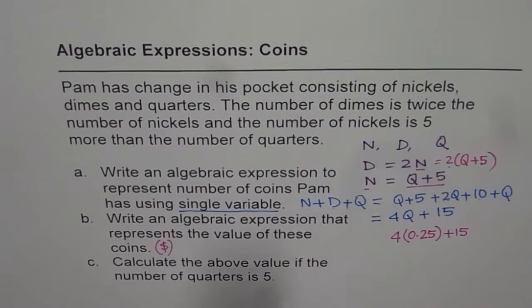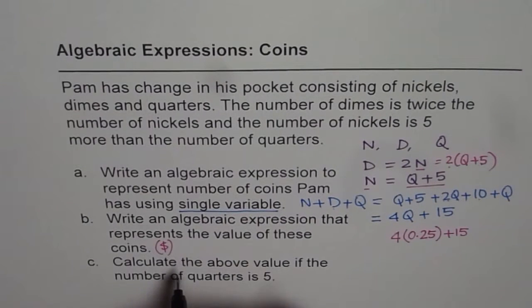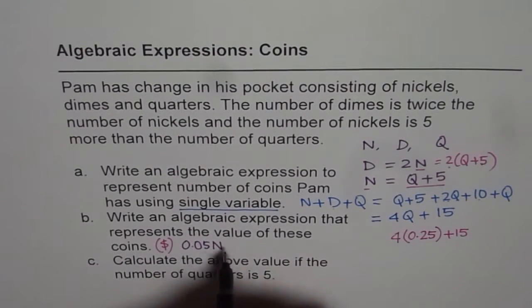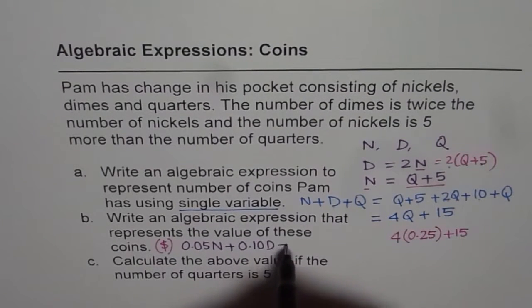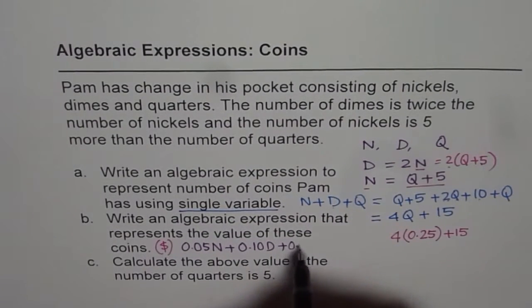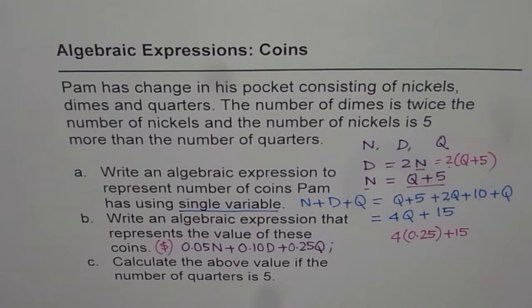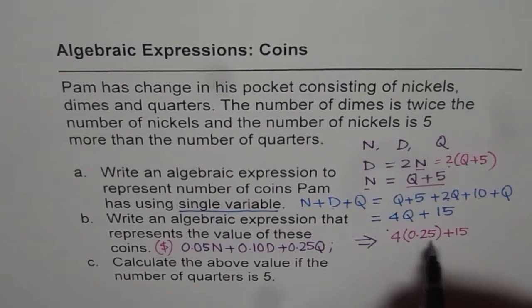Another way to do the same thing is if you start from the very beginning, with the number of nickels, dimes and quarters. In that case each nickel is 5 cents, so it will be 0.05 times the number of nickels, plus a dime is 10 cents, 0.10 times dimes, plus 25 cents, 0.25 times quarters. That could have been your starting statement. Then you do all that and get to this. But your final answer is this, where you can always multiply and get your answer.